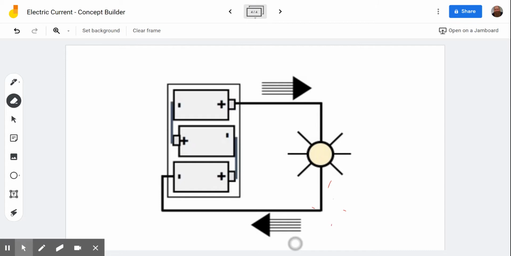Otherwise, it would violate laws of electrostatics. It would bunch electrons up. They don't do that. They keep spread apart. So in a series circuit, the current has to be the same everywhere.